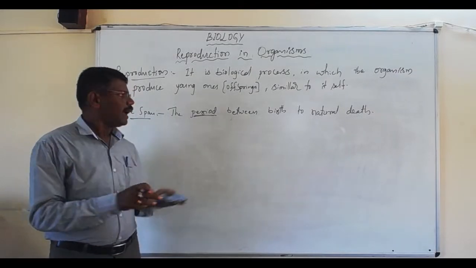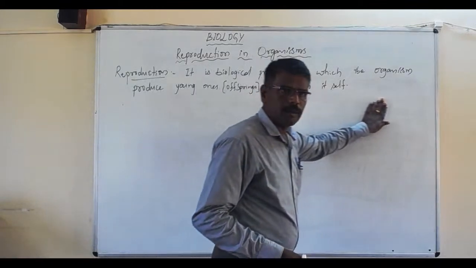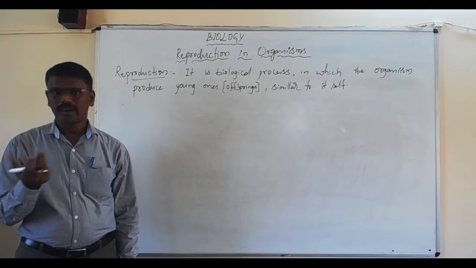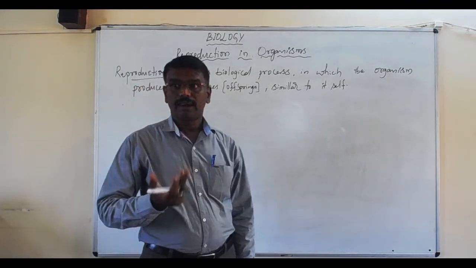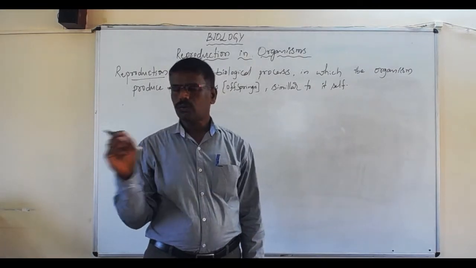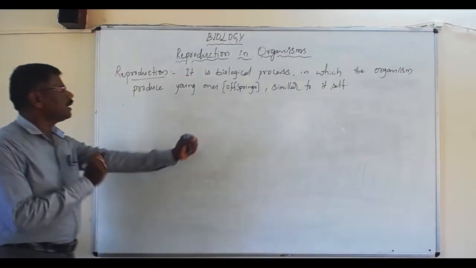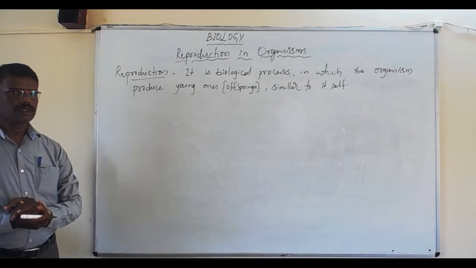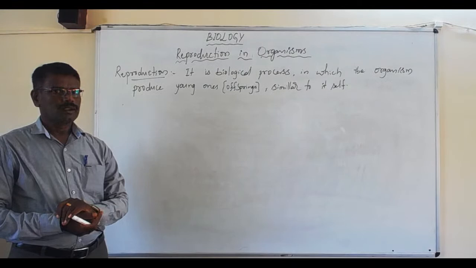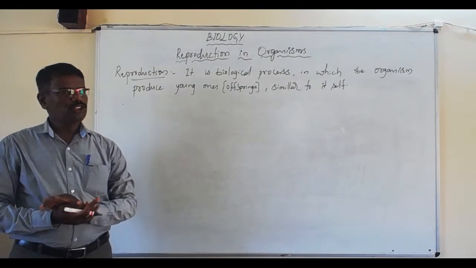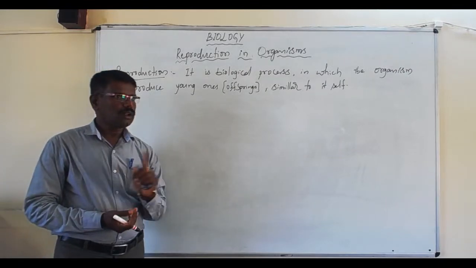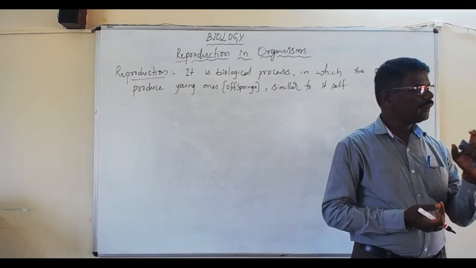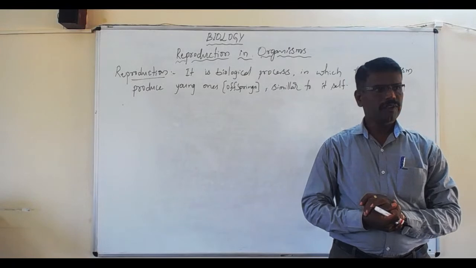Got it? The lifespan is nothing but the period between birth and natural death. It is not death occurring by different causes. Got it? It is only natural death, birth to natural death only. Reproduction helps in the continuity of living organisms. Reproduction is a complex process, and it is a little bit slow.